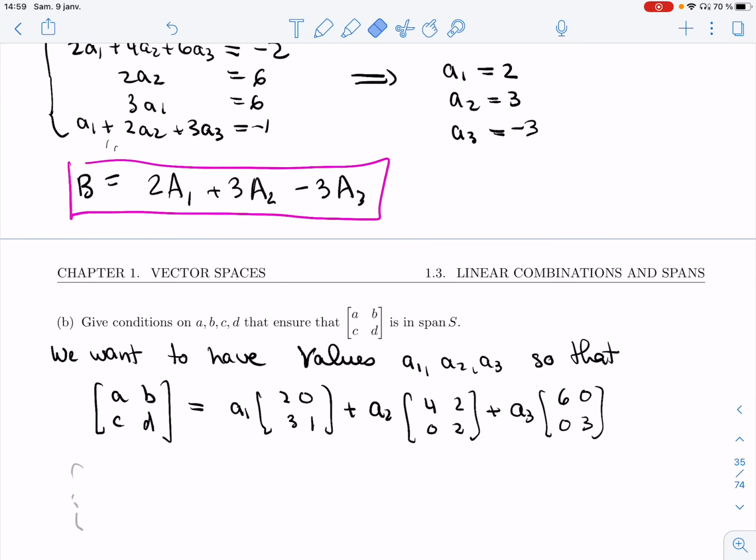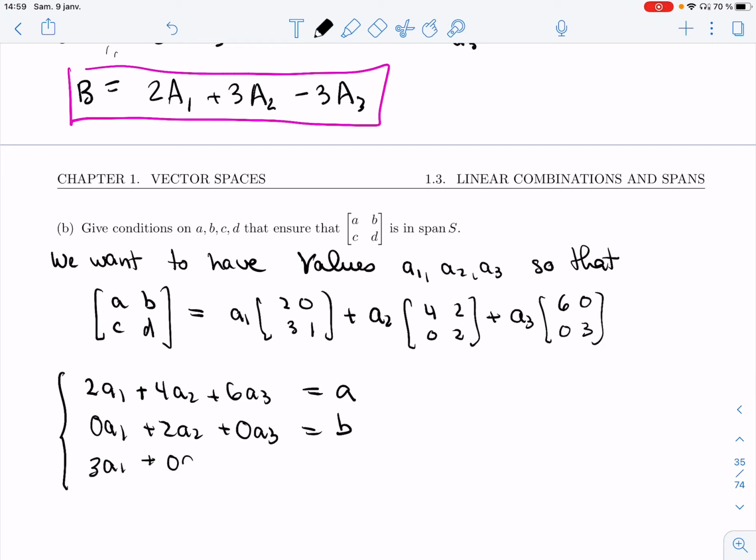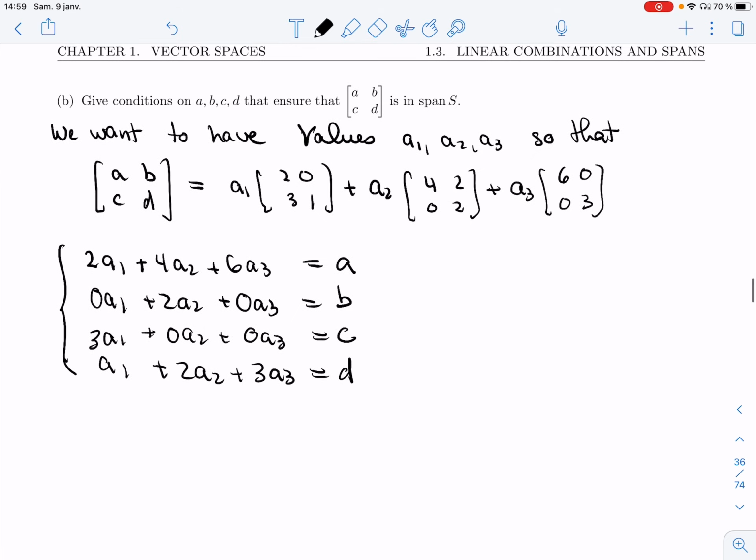So we would like, let me just write it here: 2a1 plus 4a2 plus 6a3 equals A. We have 0a1 plus 2a2 plus 0a3. That's the second entry, so it's B. 3a1 plus 0a2 plus 0a3 equals C. And finally, a1 plus 2a2 plus 3a3 equals D. All right, so that's the linear system. We want it to be consistent, so we want to have a solution. So this system needs to be consistent.